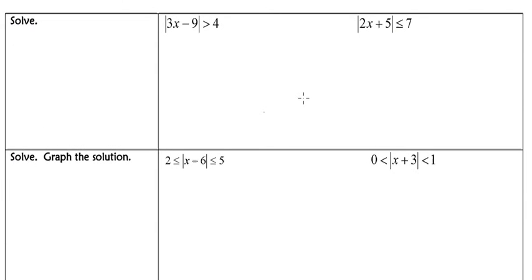All right, here we go. It says solve, and we've got some absolute value inequalities. Erase. There we go. So the absolute value of 3x minus 9 is greater than 4.